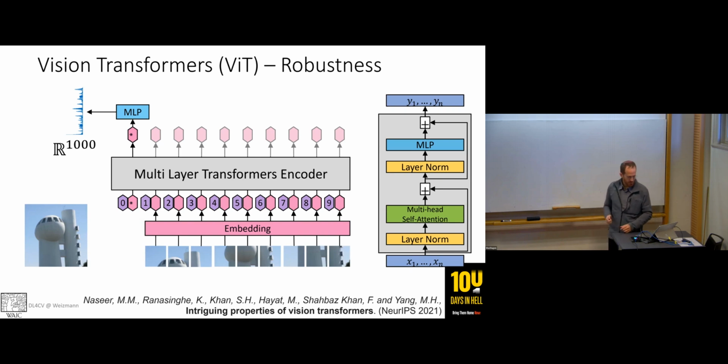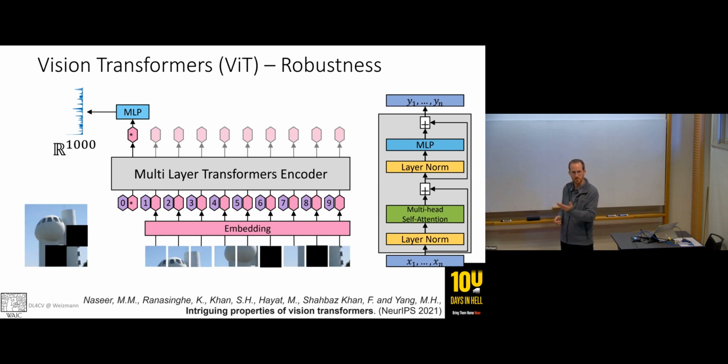What happens if we drop some patches from the input image? If they contain relevant information, then you no longer have this information. Okay, so if we drop patches, we simply skip them from the input sequence.